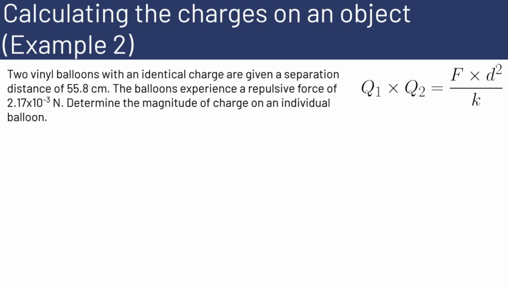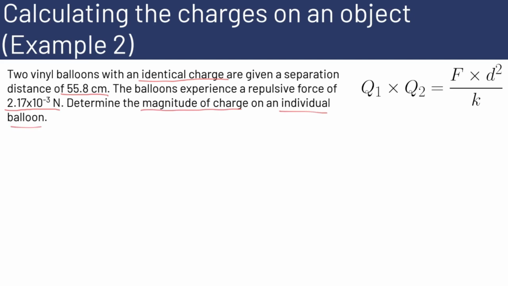Okay, in this second example, we're calculating the charges on an object. So we have two vinyl balloons with identical charge are given a separation distance of 55.8 centimeters. The balloons experience a repulsive force of 2.717 times 10 to the minus 3 newtons. We want to determine the magnitude of charge on an individual balloon.